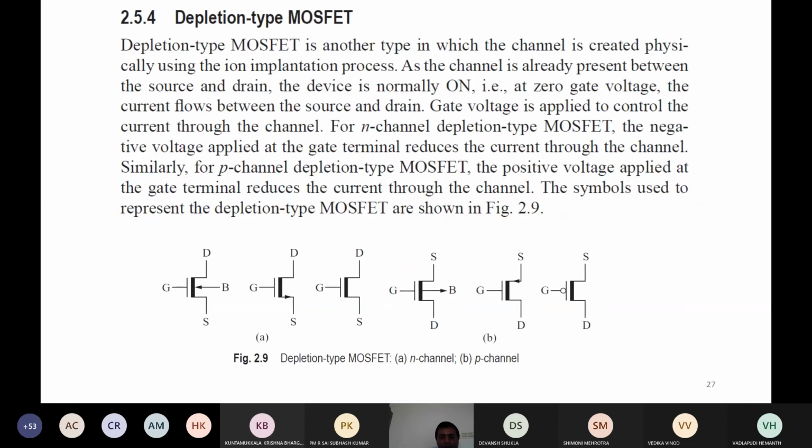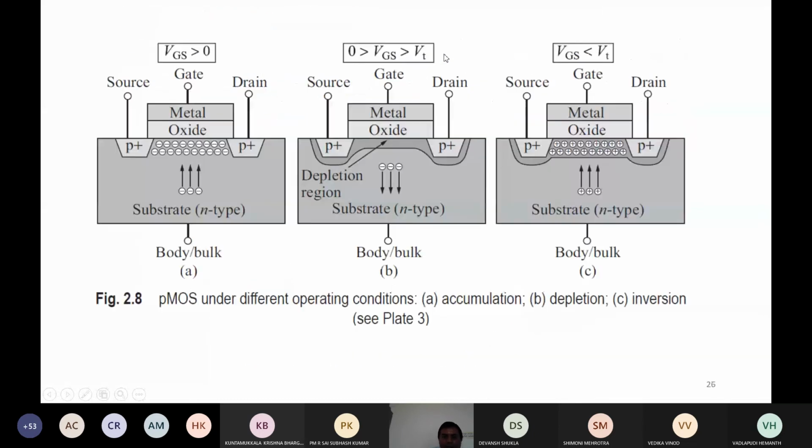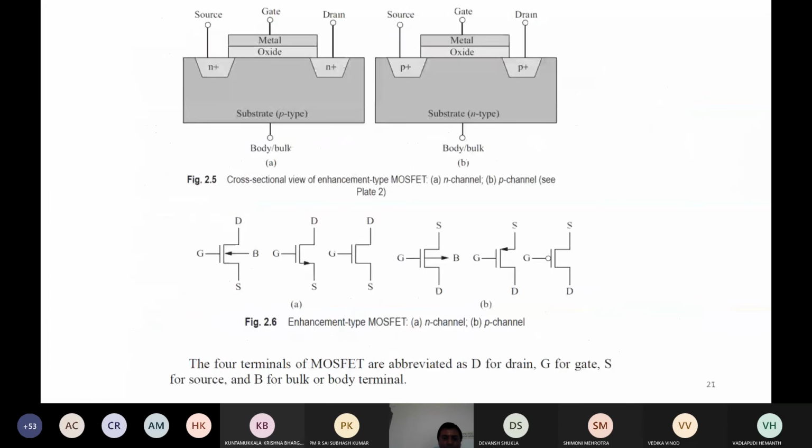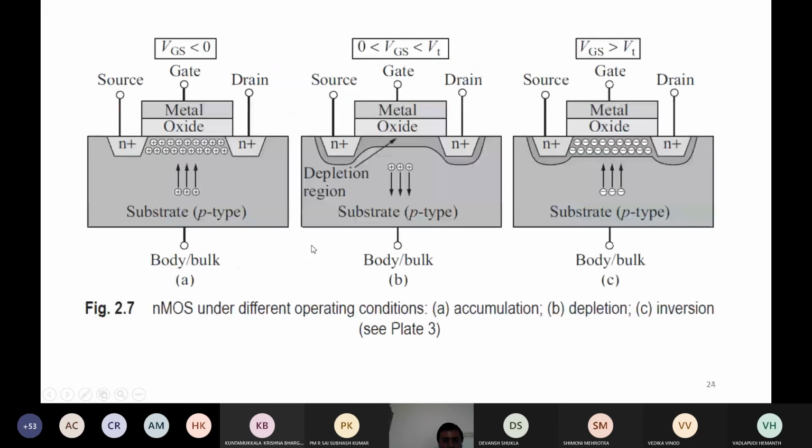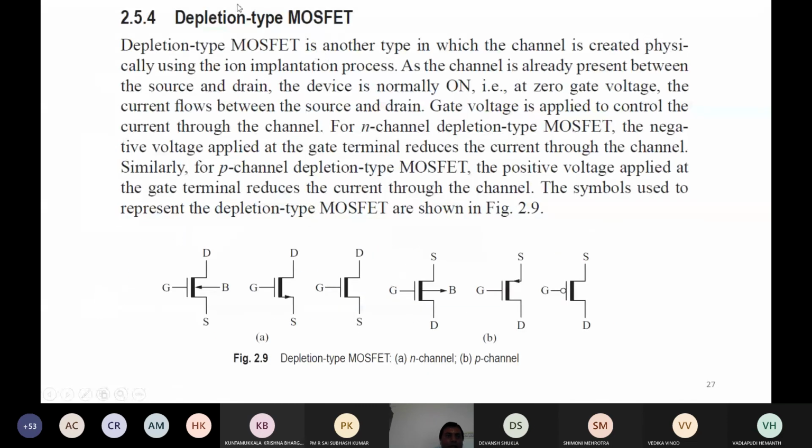So the depletion mode MOSFET is again explained here by the symbol. Quickly I will explain. Previously we have seen the enhancement mode MOSFET symbols. Here only a line is there, of the same width, but in the depletion type MOSFET this line is very thick. Sometimes different notations are also utilized, but this is also a popular notation.